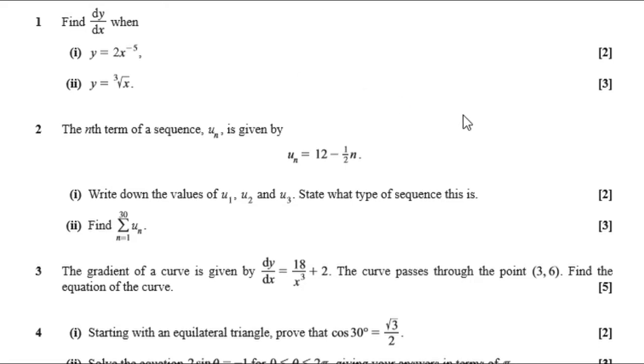3 marks, good stuff. Question 2, the nth term of a sequence un is given by this expression. Write down the value of u1, u2, and u3 and state the type of sequence. And also find the sum from 1 to 30 of this sequence.